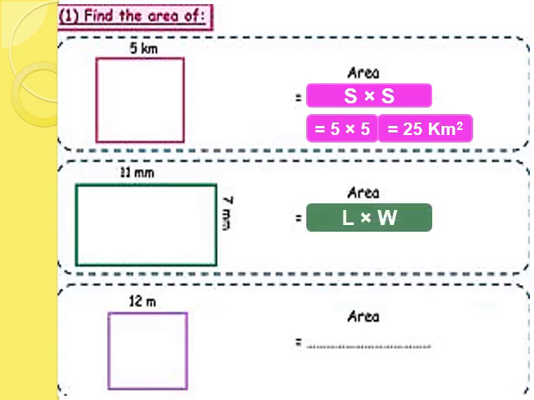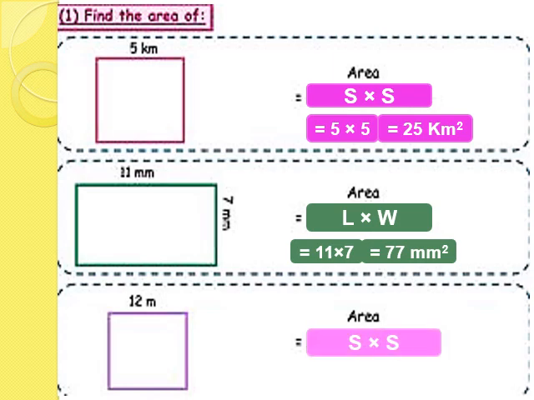Let's calculate the area of this rectangle. It has a rule, length by width. 11 by 7 equals, excellent, 77. 77 what? Don't forget the unit. Here it's millimeter, so the unit of area is millimeter square. Let's calculate the area of the last one, the last square, side by side. The rule, 12 by 12. You remember table 12? 12 by 12 equals, great job, 144, and the unit is meter square.